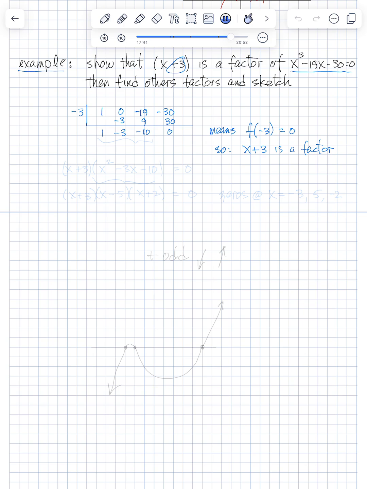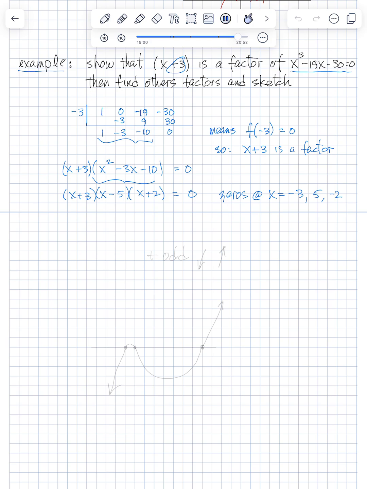So now, next thing we're going to do, we have an x plus 3, and we're going to write all the factors. This started with an x cubed, so this is going to be 1x squared minus 3x minus 10, and we're going to say that's equal to 0. So we can factor this. This is x minus 5 and x plus 2. We'll bring down our x plus 3. So these are the factors of x cubed minus 19x minus 30. And so we know we can get our zeros now: zeros at x equals negative 3, 5, and negative 2.